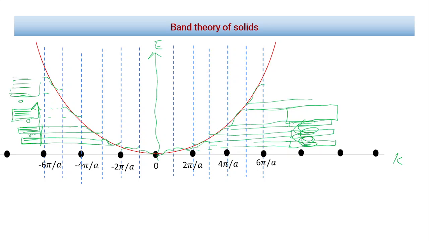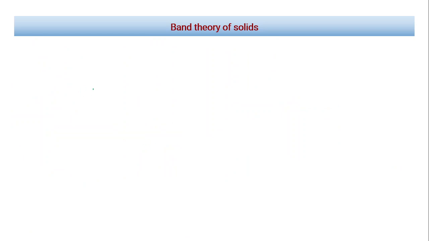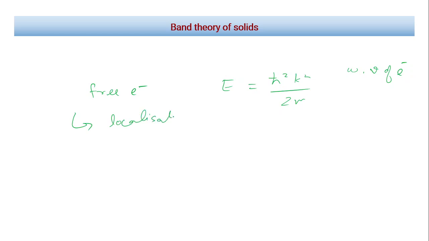What I wanted to represent, for you to understand, is that if I have a completely free electron, its energy is h bar square k square by 2m, where k is the wave vector of the electron. But if it faces any kind of localization, then this k cannot take all values, and that means not all values of energy are possible for that electron.